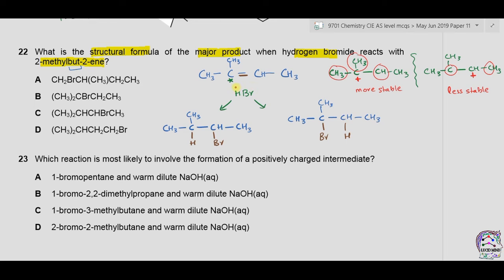Now among HBr, hydrogen is partial positive and bromine is partial negative. So partial negative will move towards the carbocation and it will form the major product with the one that is more stable. So therefore this product will be the major product and this product will be the minor product. Now this is taking place under Markovnikov's rule.